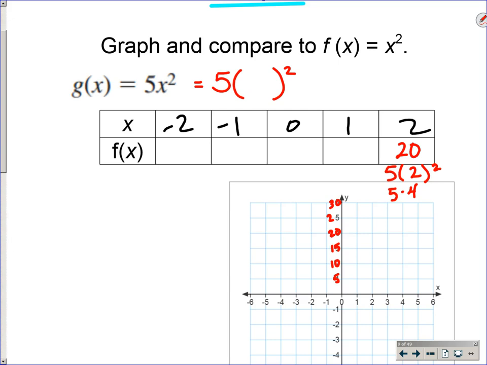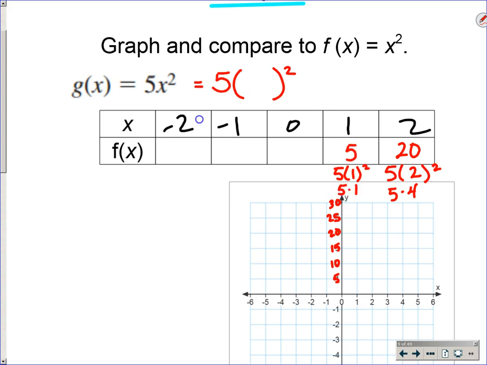Okay, that looks weird with that 5 being that way. Hold on, there you go. Yeah, let's go by 5s. But now if you plug in 1, what's gonna happen? 25. What do we do first? 5 times 1 or the 1 squared? 1 squared. So what's 5 times 1?